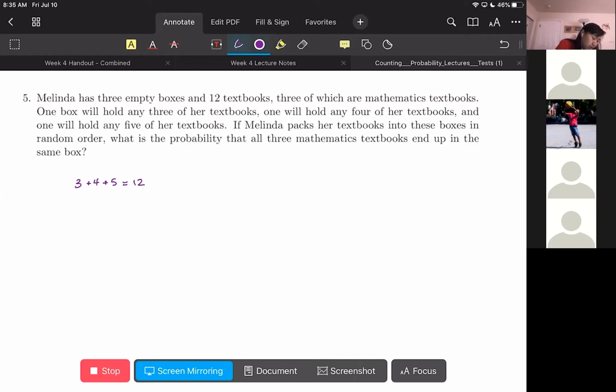And then we have 3 math textbooks. So maybe we say 3 of her books, we'll label them as M. And then we have 9 non-math textbooks. So maybe we just call those like T for other textbooks. So now we've represented her textbooks.